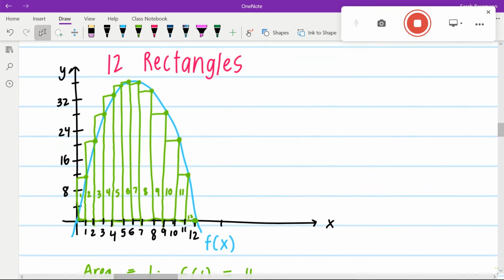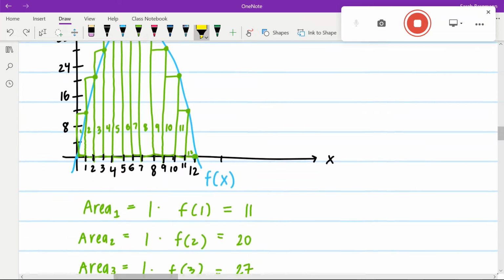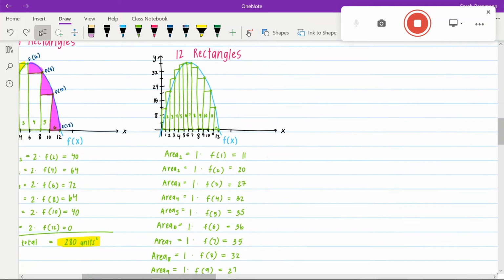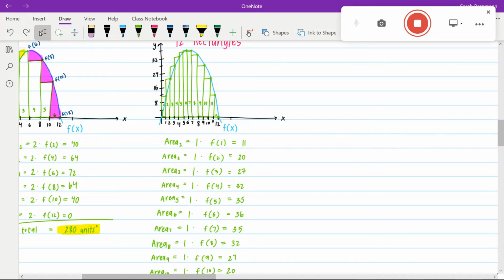Now let's look at dividing our sections, our x-axis, into 12 rectangles. So here you can see I already divided it out into 12 rectangles, and I'm using the right endpoint to find the height of each rectangle. So for example, for the first rectangle, I used the right endpoint, which is 1, to find the height. The second section was from 1 to 2, and I wanted to use the right endpoint to find the height, so I went up from 2, and so on. The width of each of these rectangles is 1, and the height I can find by using the right endpoint and plugging it into the function.